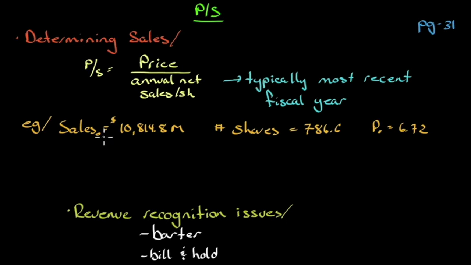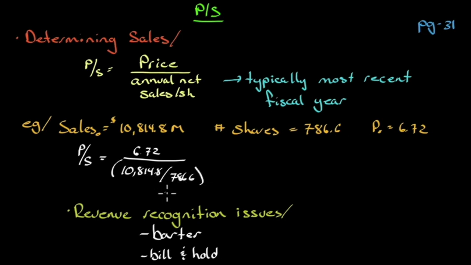So let's take a situation, sales of 10,814 million. Number of shares, 786.6 million, and a price of 672. Let's calculate our price to sales. In this case, we have 672. What is our denominator? We need our annual net sales per share. So our sales are 10,814.8, in millions, divided by 786.6, and that's in millions. So I don't have to worry about the number of decimal places. They're in the right order. That will give me 672 over 1371. So price to sales here is 0.490.